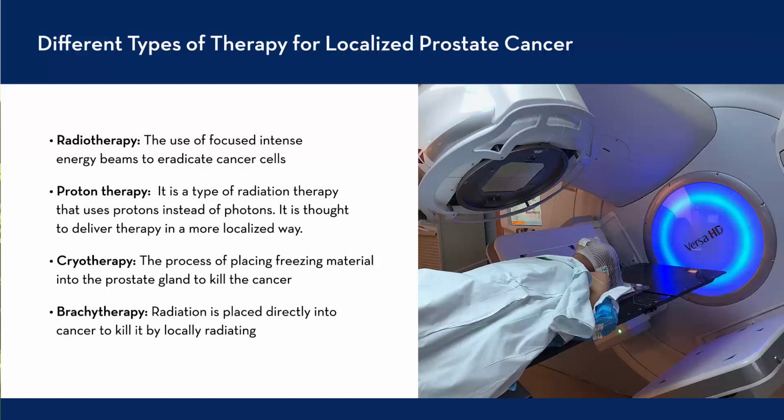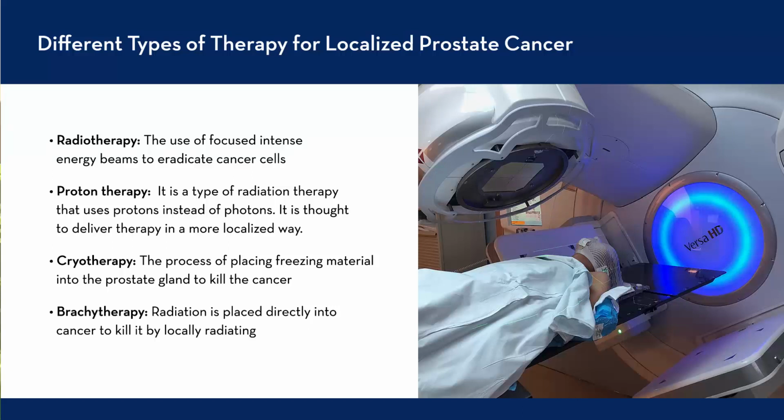There's also some new techniques, something called proton therapy, where instead of photons being used, protons are used. Protons have a much more limited energy distribution, and are thought to be able to perhaps deliver therapy in a more localized way and perhaps avoid side effects or damage to neighboring tissues. Proton therapies are only available at certain facilities, as not every location has access to a proton facility.